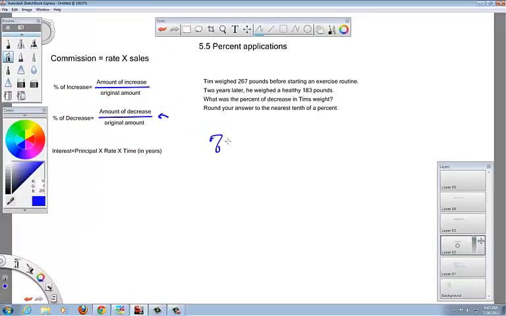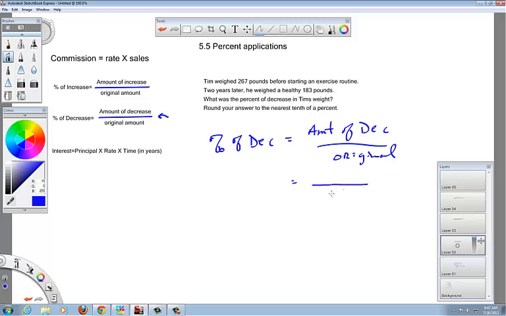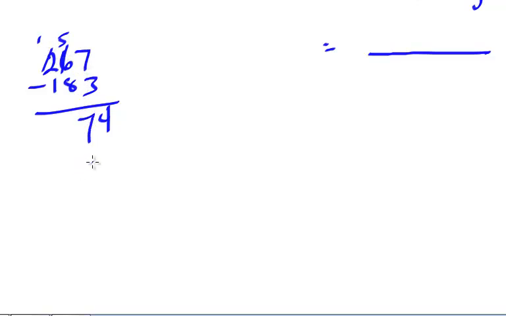So the percent of decrease equals the amount of decrease divided by the original. All right? So what we're going to do is work on the right side of this thing. We're going to figure out how much weight he lost. So that's 200, and that number I don't have, so I'm going to have to figure this out. 83, so that's 4. Make that a 5 and that a 1. And so that'd be 74 pounds. So he lost 74 pounds. Is that right? Yeah, that's right.